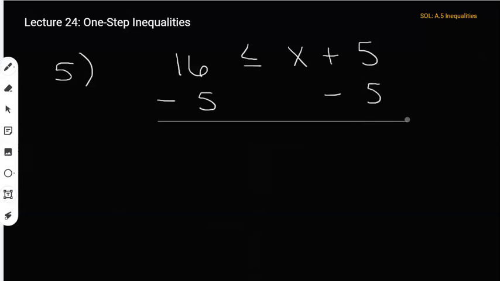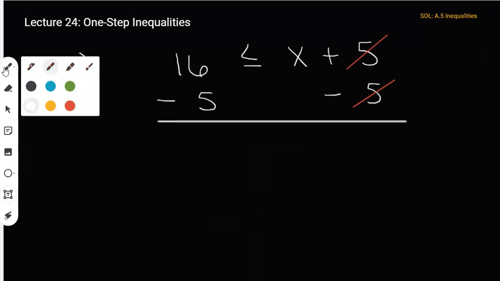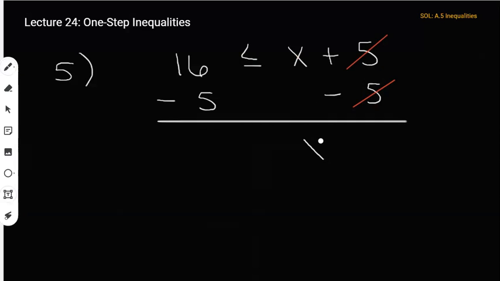So that's what I'm going to do. I'm going to subtract 5 from both sides. So that's going to cancel these out. The x is going to come down. I'm going to keep this sign the same. I'm not multiplying or dividing by a negative, so I don't need to flip it. Just leave it the same. And then 16 minus 5 is 11. So there we go. Did you get it? Yeah, that's what I hope so.